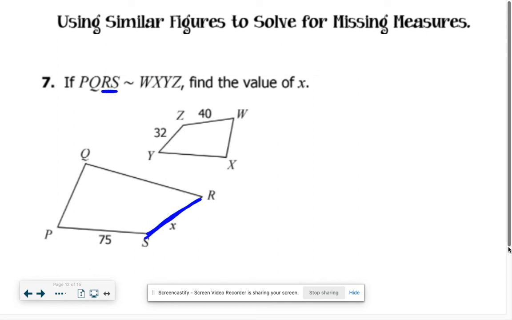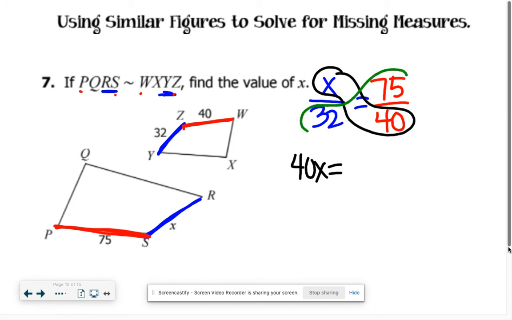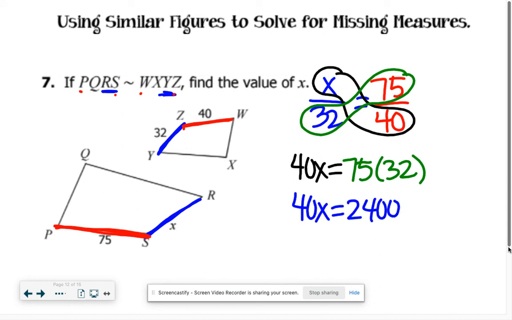So what does RS match in the other one? YZ. So we're going to have x over 32 is equal to, I'm going to come back down to the bigger one, 75 or PS, which is the same as 75 over X. ZW.